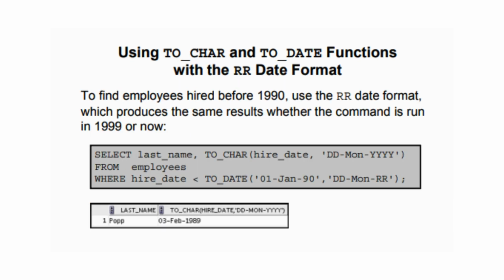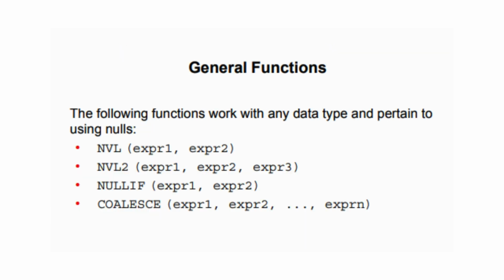To find employees who were hired before 1990, the RR format can be used. Because the current year is greater than 1999, the RR format interprets the year portion of the date from 1950 to 1999. These functions work with any data type and pertain to the use of null values in the expression list.